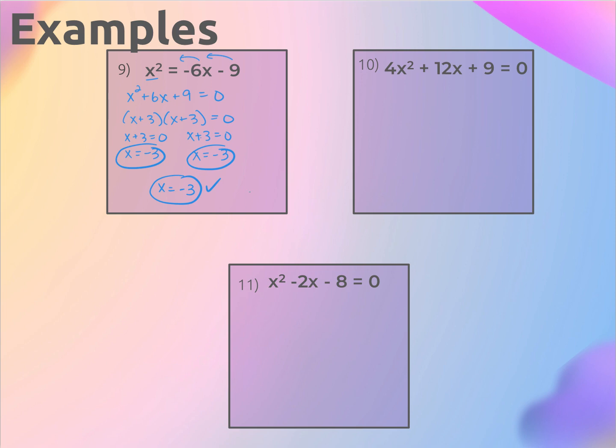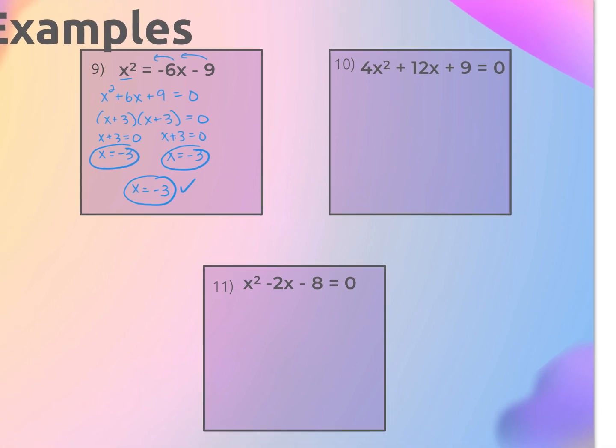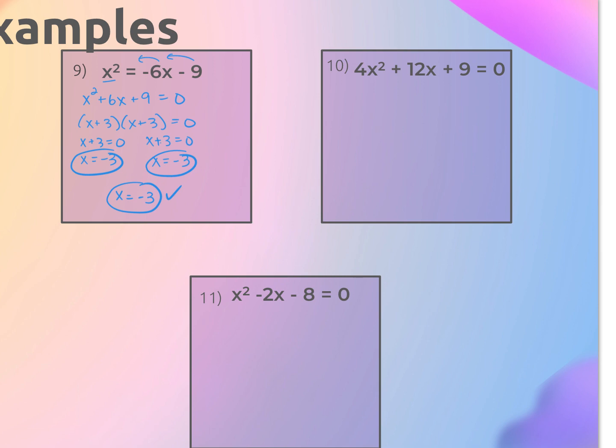So at (-3, 0) is where this graph is going to cross my x-axis. And again, I'll get into more details of that in the future when we get to the graphing section. But just know here's an example of a one solution problem. Okay, and then I keep going.